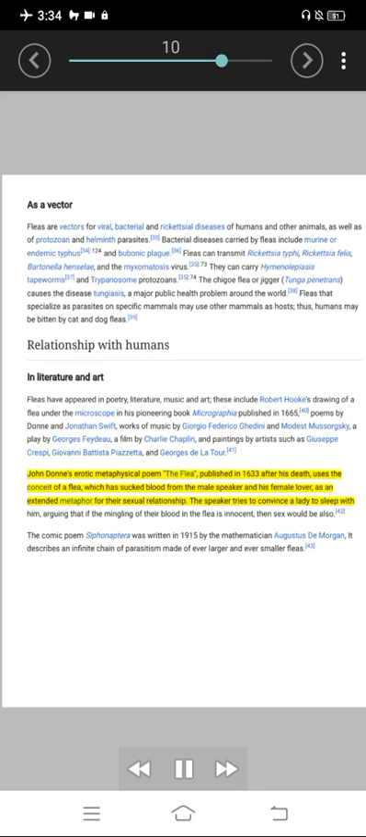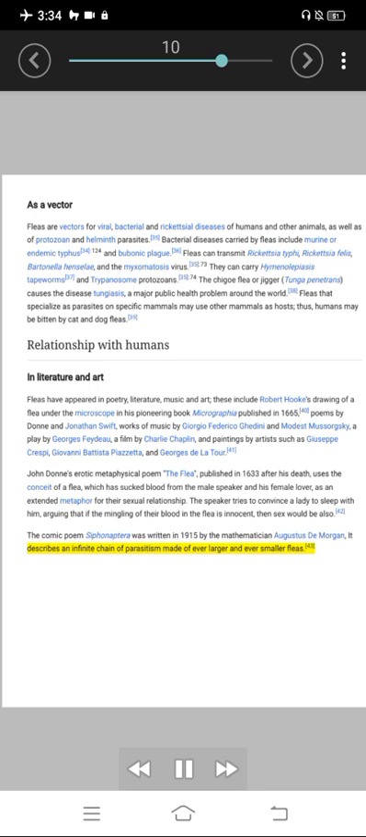John Donne's erotic metaphysical poem, The Flea, published in 1633 after his death, uses the conceit of a flea, which has sucked blood from the male speaker and his female lover, as an extended metaphor for their sexual relationship. The speaker tries to convince a lady to sleep with him, arguing that if the mingling of their blood in the flea is innocent, then sex would be also. The comic poem Siphonaptera was written in 1915 by the mathematician Augustus De Morgan. It describes an infinite chain of parasitism made of ever larger and ever smaller fleas.